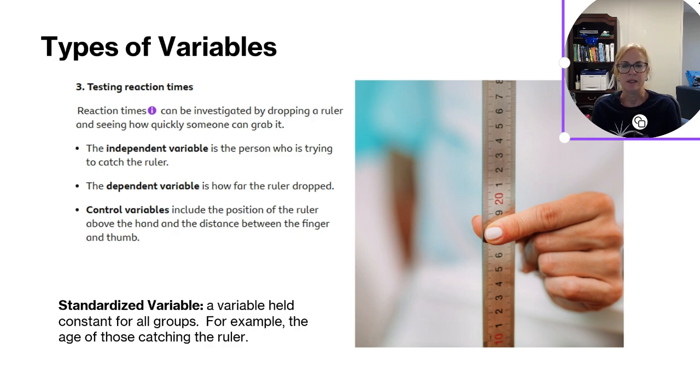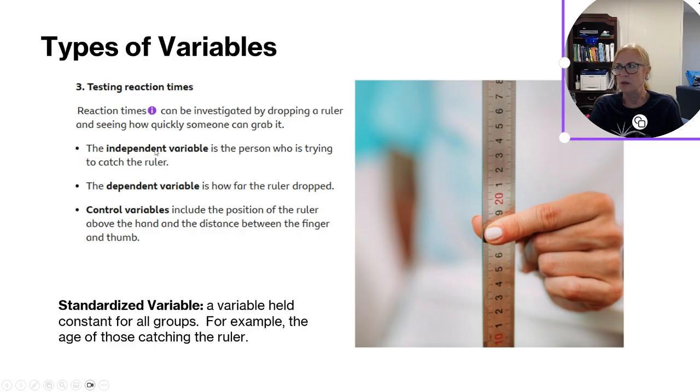Finally, one other type of variable is a standardized variable. We don't always have standardized variables, but we can. So in our example with the ruler drop, perhaps we want to standardize the age of our participants. Maybe we want to see if 13-year-olds have different reaction times and what those characteristics are. So we're going to standardize the age in our experiment. And maybe we're going to compare those 13-year-olds to another group where the age is standardized and it's people over 80. Those are just some of the things that we have in experiments.